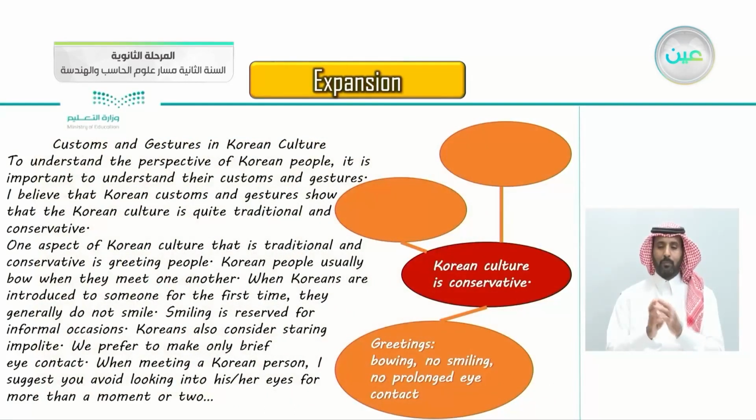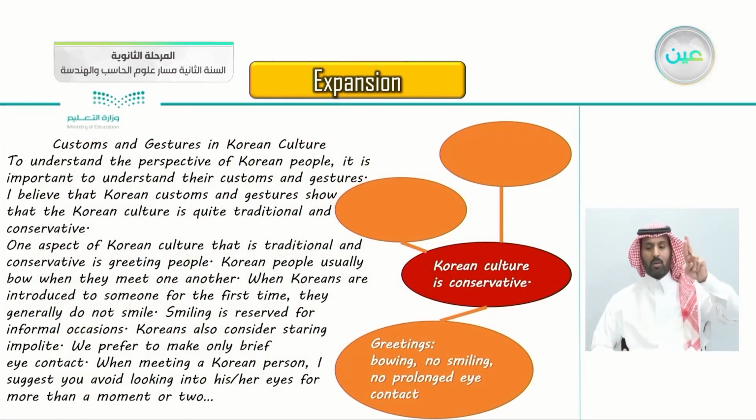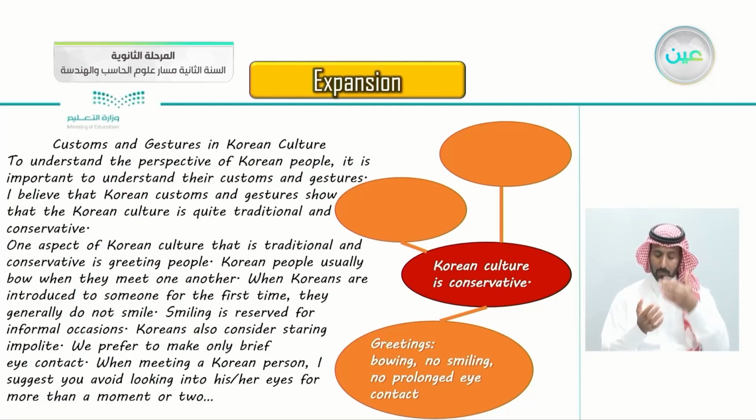So this is the circle here, the center circle. The main idea, Korean culture is conservative. Of course, these are the branches of the idea. For example, here, greetings, bowing, no smiling, no prolonged eye contact. So this is the beginning of the essay here. Customs and gestures in Korean culture. This is the title, of course.